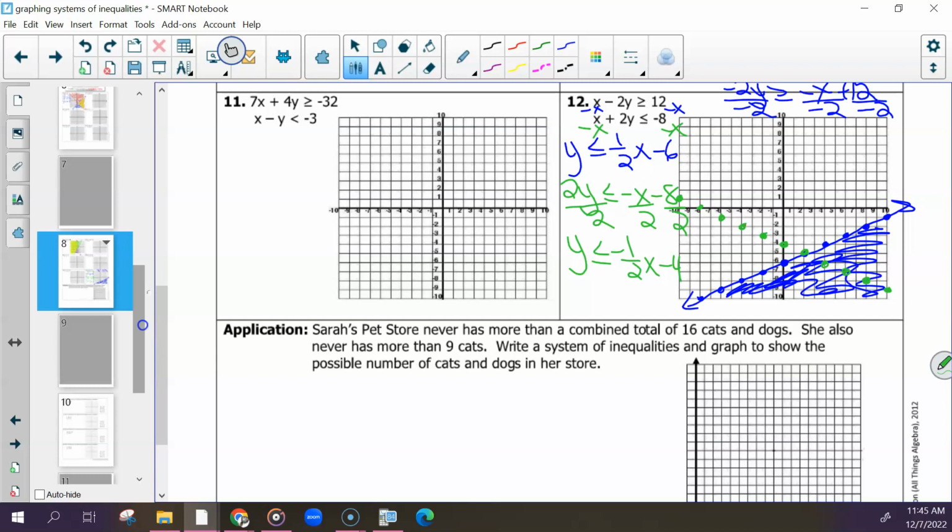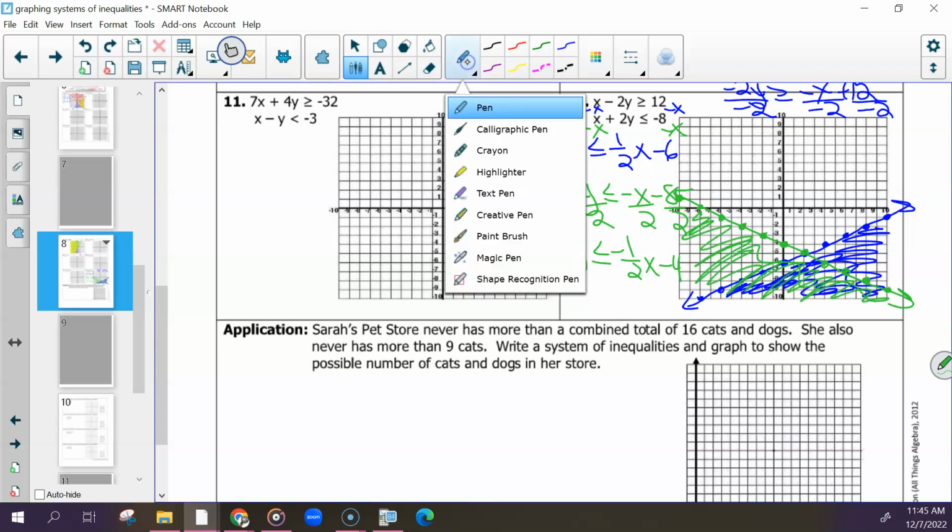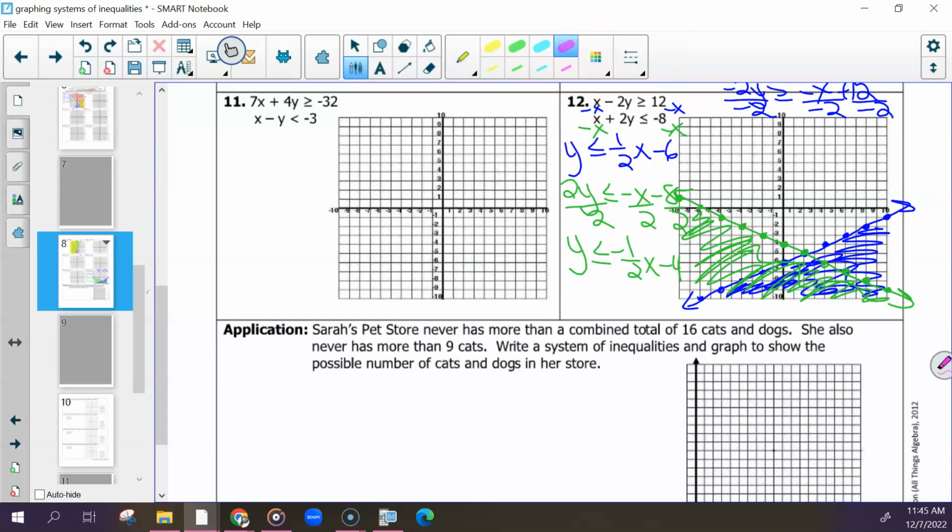This would also be a solid line. Shaded below. So the overlapping area would look like this. Don't worry about this application. Any other problems we want to see, go over, have questions about?